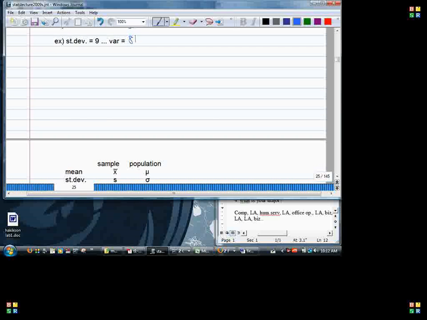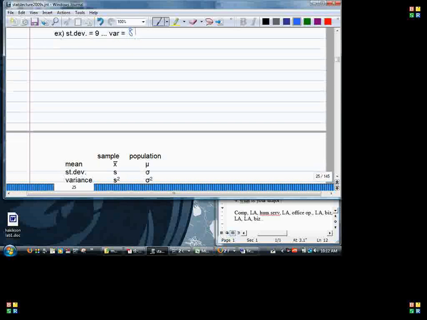Next is variance. Variance is nice, it's nothing new. If you know the standard deviation, how do you get the variance? So variance is S squared, or sigma squared.